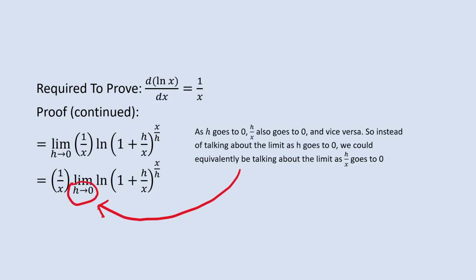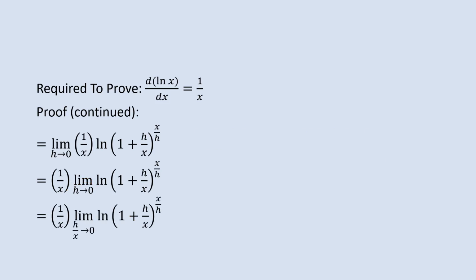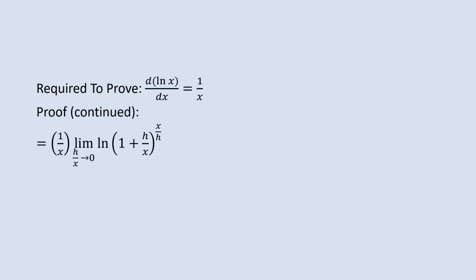Now, something that's kind of cool is as h goes to 0, we're going to rephrase that as h over x going to 0. And clearly that's true. As a quantity goes to 0, if you put it in the numerator of a fraction, that fraction will go to 0 as well. So instead of talking about the limit as h goes to 0, we're going to talk about the limit as h over x goes to 0, because they happen at the same time. So in that next line, all we changed was instead of saying h is going to 0, we said h over x is going to 0. Okay, so here's how we've left it off.